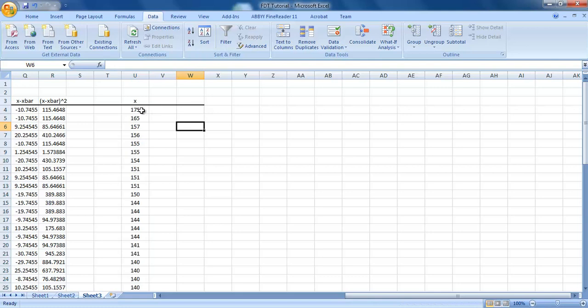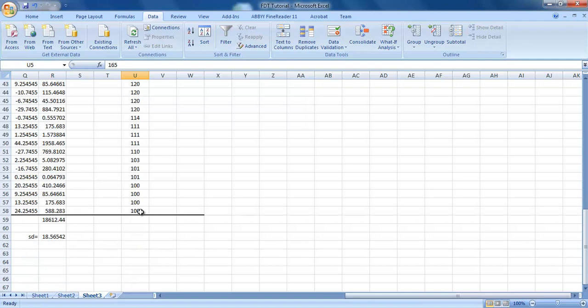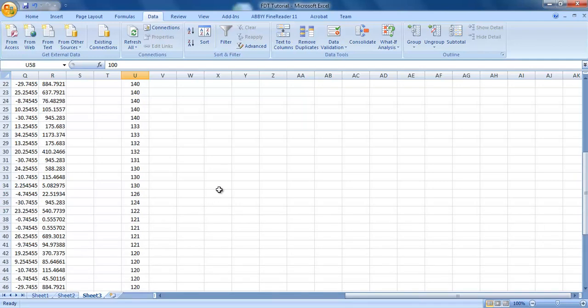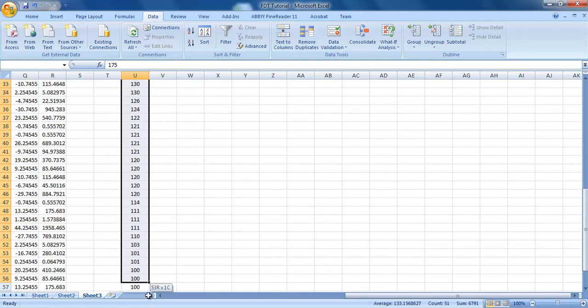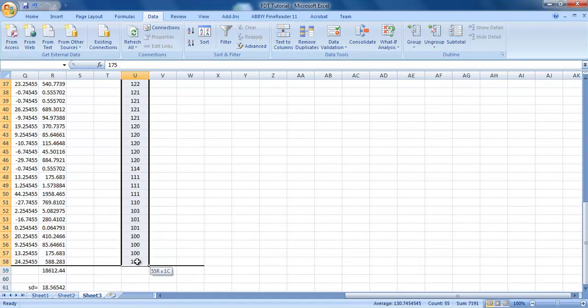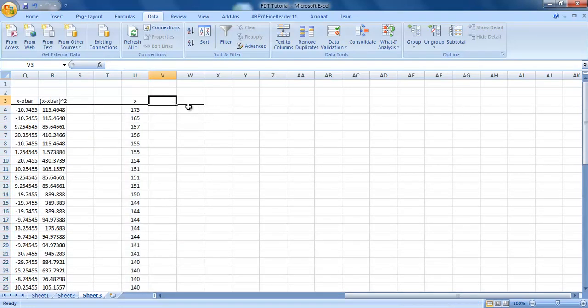Okay, so the largest is 175. Next is 165. Down to the lowest, the minimum is 100. So these scores are actually sorted. Okay? So, we're going to perform a ranking.